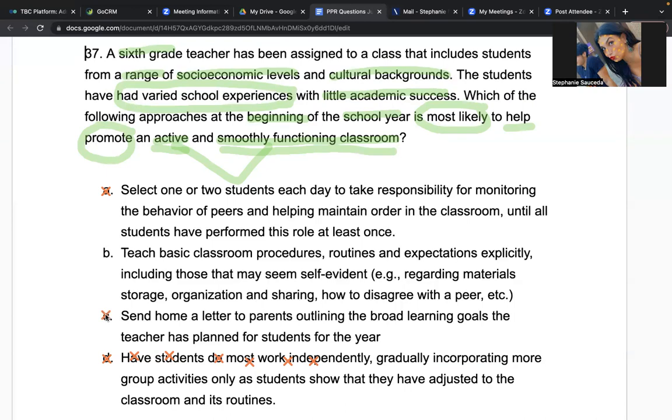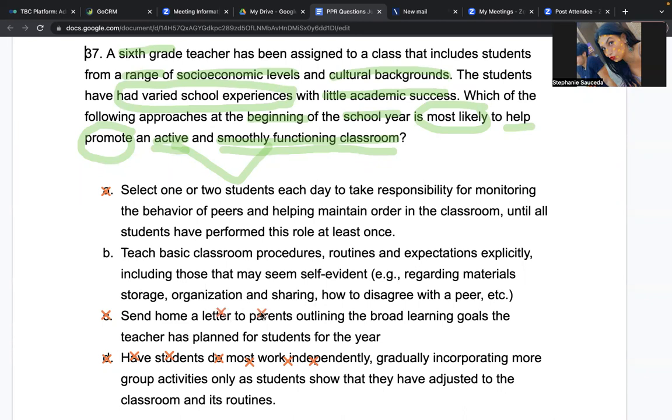But C is also not the correct answer: sending home a letter outlining to the parents broad learning goals. Broad means really large, general learning goals that we have planned. That's not going to help the students be more active and the classroom be more active and smooth functioning.